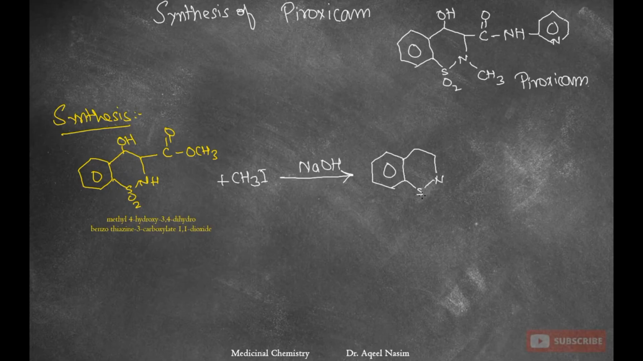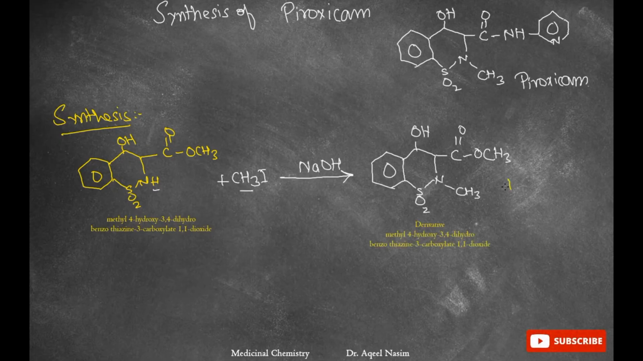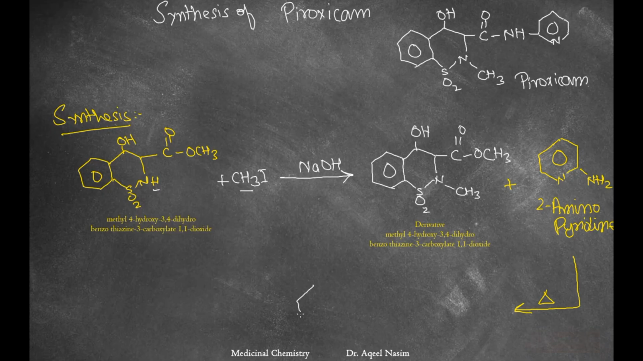The name is written over here, and along with the methyl iodide, in the presence of sodium hydroxide, it will yield the second derivative, methyl 4-hydroxy-3,4-dihydrobenzothiazine derivative. Okay, then this undergoes further reaction with 2-aminopyridine, and heat is provided, so it will eventually yield the Piroxicam.